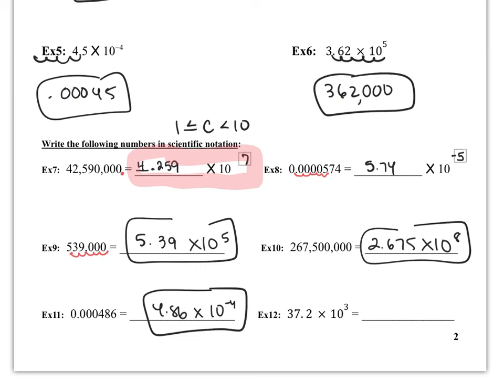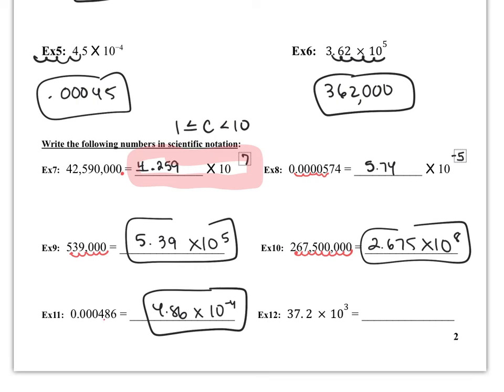On the next one, my decimal is going to start between the 2 and the 6. And then I need my reader to go to the right, so that means my power of 10 is going to be positive, and then I just counted it out until I got to the end. 1, 2, 3, 4, 5, 6, 7, 8. So 2.675 times 10 to the 8th.